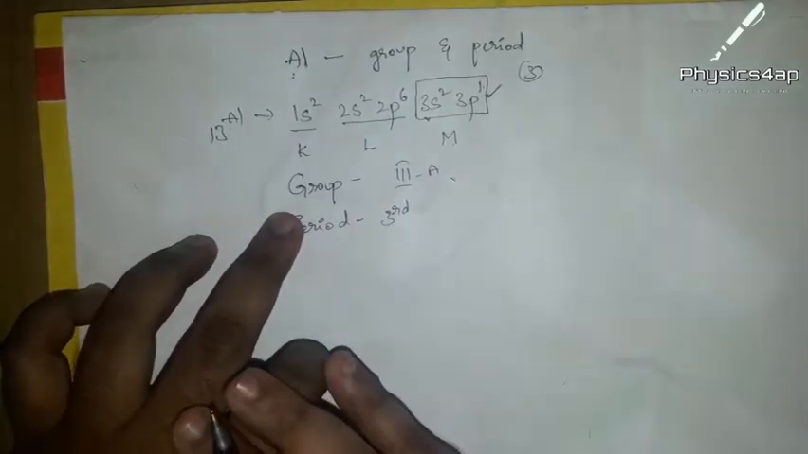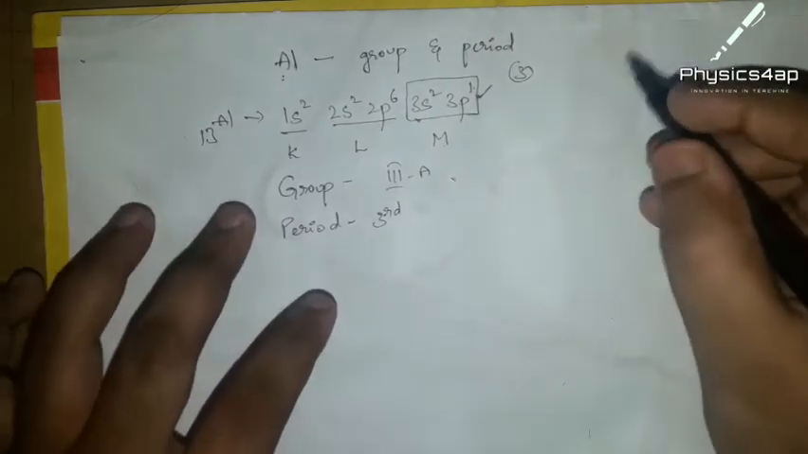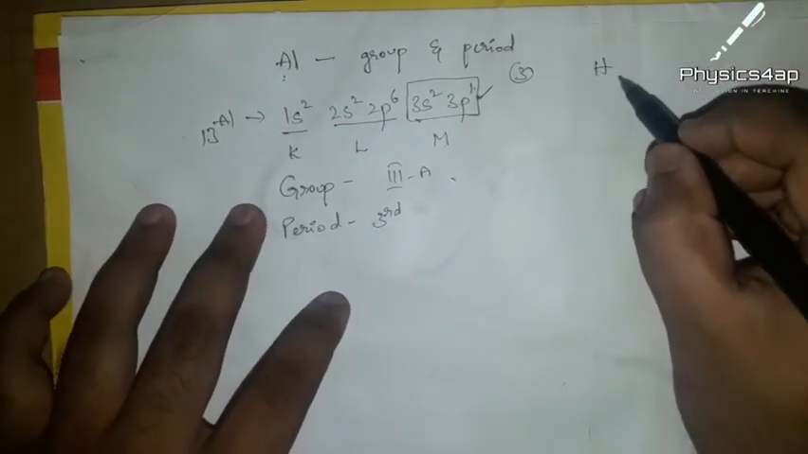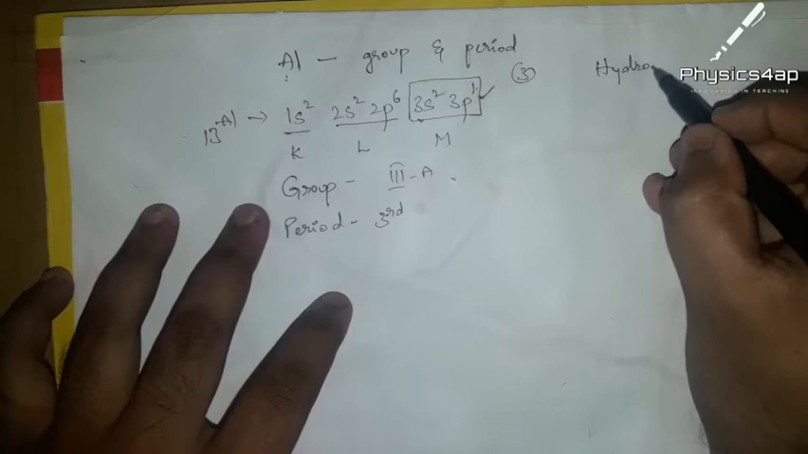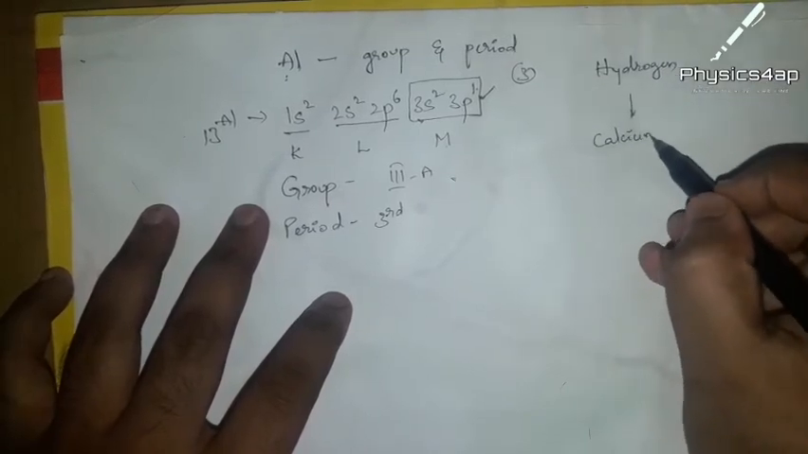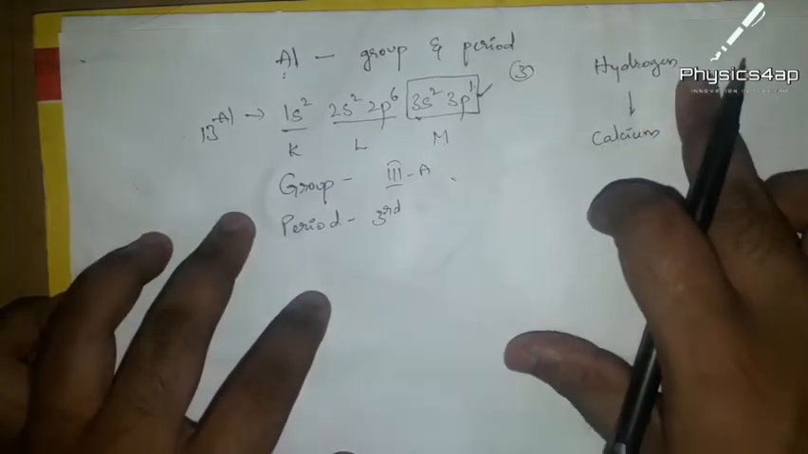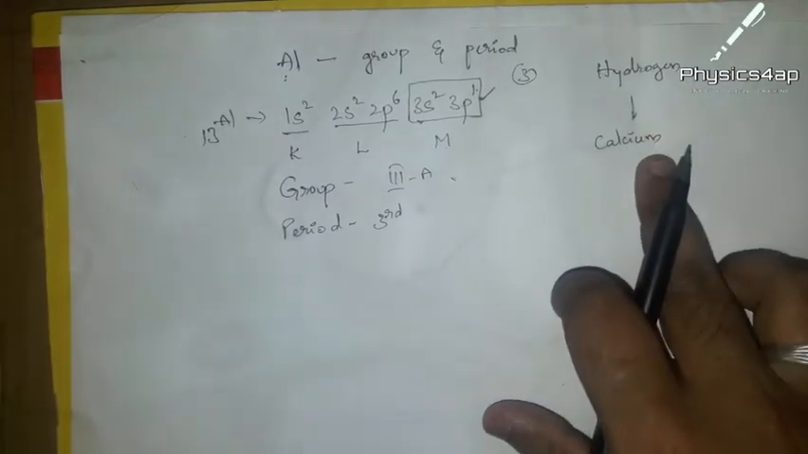3A. So again I am telling you, this method works only for the first 20 elements, starting from hydrogen up to calcium. This method is available and it is easy for hydrogen to calcium.